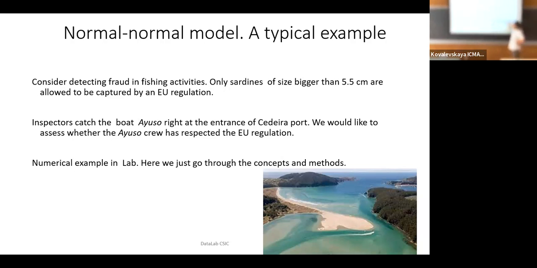A typical example would be that we are trying to detect fraud in fishing. There are regulations in the European Union that require the sardines to be bigger than a certain size. Suppose we capture a boat called Ayuso at the entrance of the port, and we would like to assess whether this crew is not respecting the regulation. There's a numerical example in the lab, and we just go through the concepts here, so that if you want to do it, you can follow it.